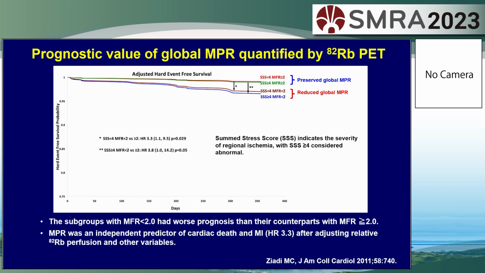For example, SSS less than 4 indicates the absence of myocardial ischemia, and SSS greater than 4 indicates the presence of definite myocardial ischemia. So the presence and absence of myocardial ischemia is, of course, important, but in this case, reduction of myocardial perfusion reserve is more directly related to the poor outcome.